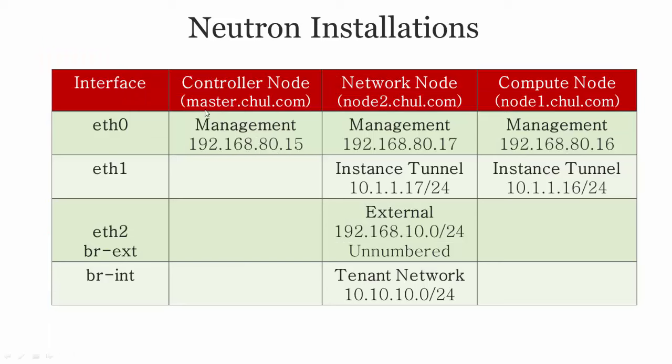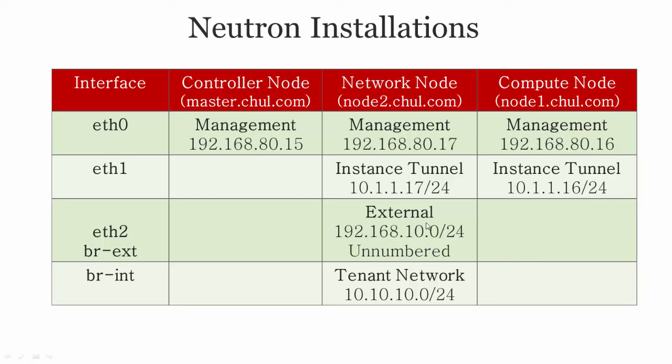So here, in my case, the controller node has ETH0, ETH1, and ETH2, BR, BRINT, external bridge integration. This one is a virtual network interface. The controller node will have this IP address. The hostname is master.chol.com. Network node, node2.chol.com, the management interface, the instance tunneling interface, this one. For the external, we'll have ETH2 and we'll have this network address.